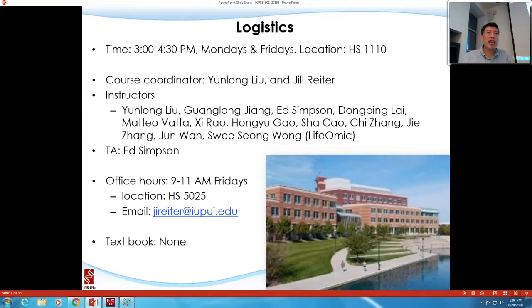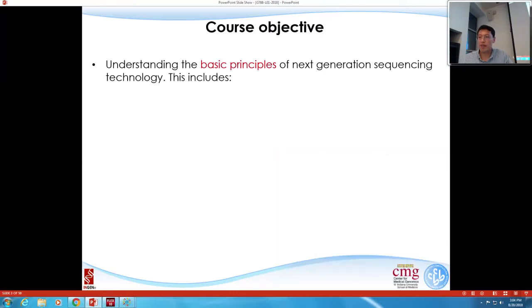We don't have textbooks because this is a fast evolving field, and we have added a lot of materials this year, as I mentioned in the initial emails. There's no textbook for that.